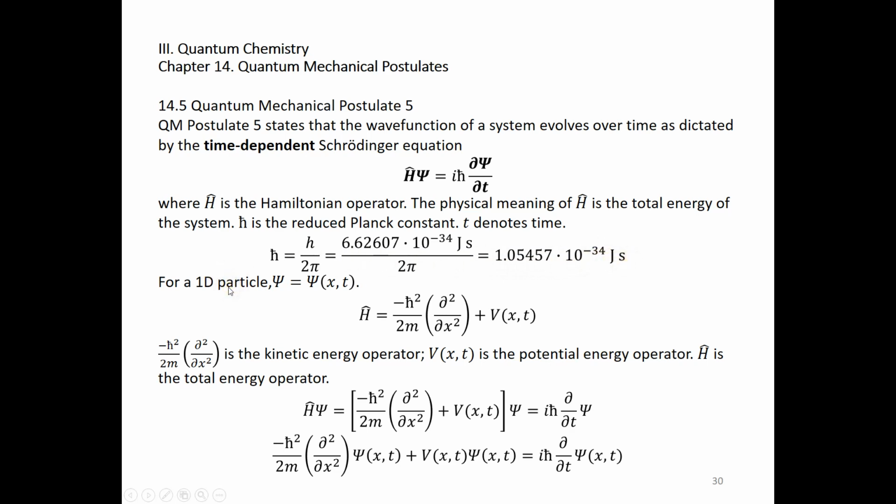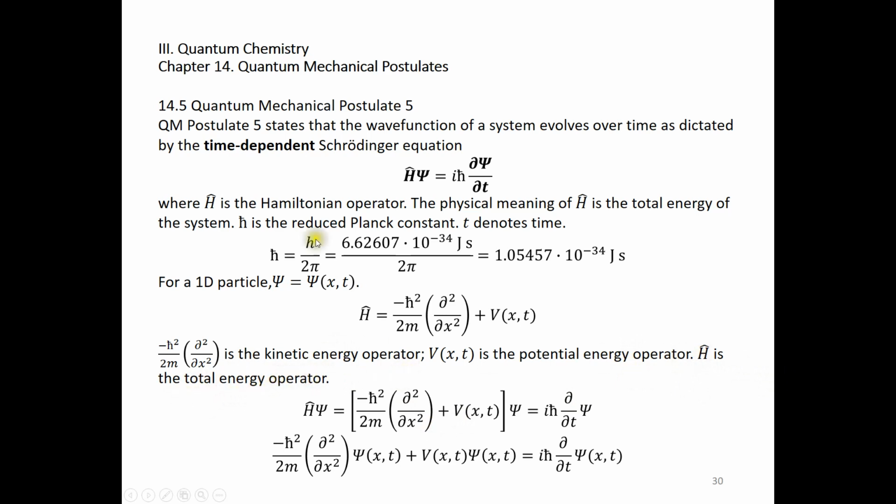For a one-dimensional particle, we can write psi as a function of x and t. x is the position, t denotes time. And then the Hamiltonian is simply the kinetic energy in the x direction plus the potential energy as a function of position and time. Again, negative h bar squared over 2m times the second derivative operator is the kinetic energy operator. And V is the potential energy operator. And H is the total energy operator.